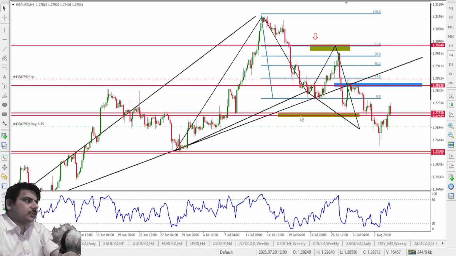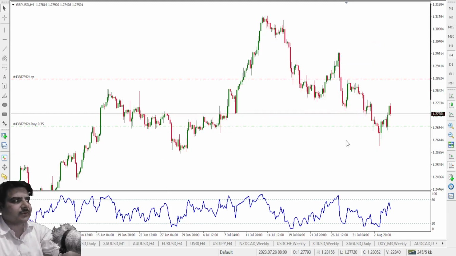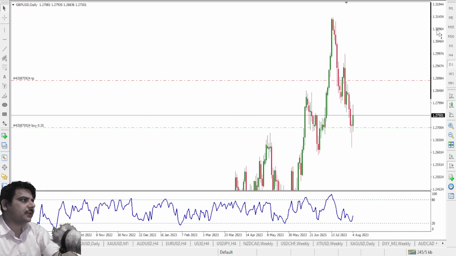Okay, so if we see this particular move, I want to delete everything now, because that pattern, what it was supposed to give me, it already gave that to me.